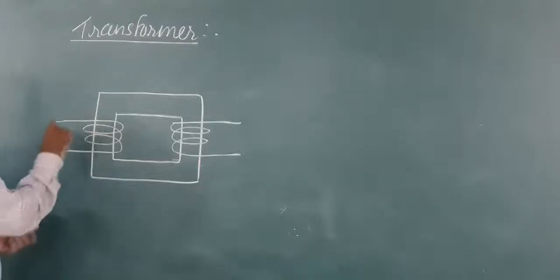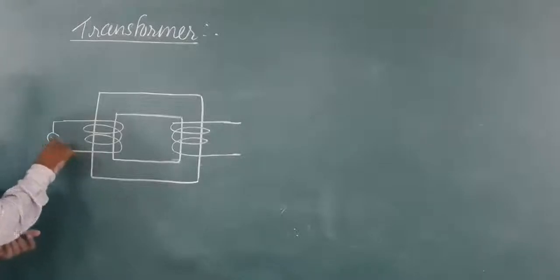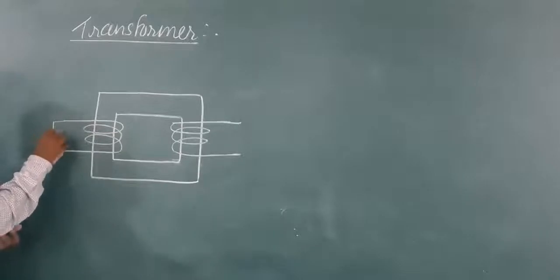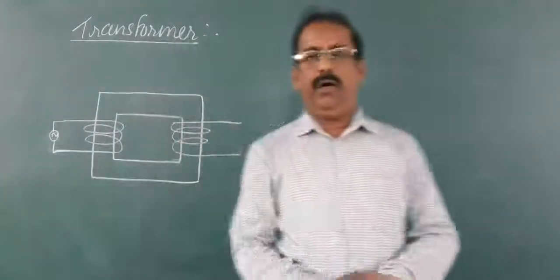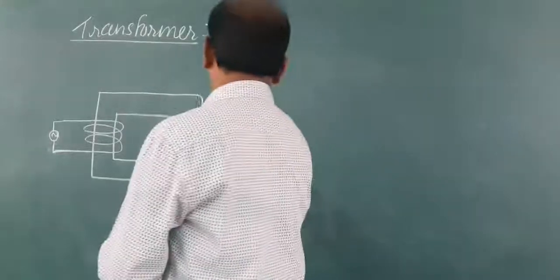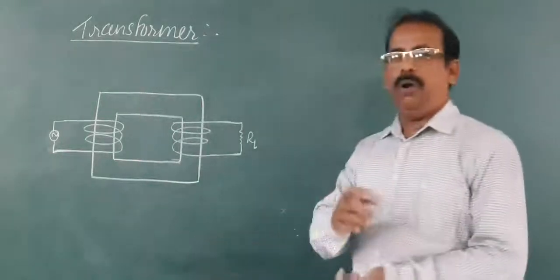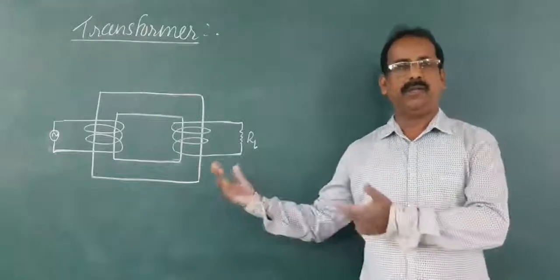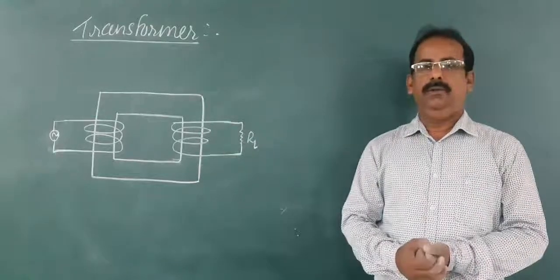Across this coil, here the source of alternating EMF is connected. This is the symbol of the source of alternating EMF. And here, across this coil, load resistance is connected, where we want either high AC voltage or low AC voltage, as the case may be. Means one equipment is connected across this coil.